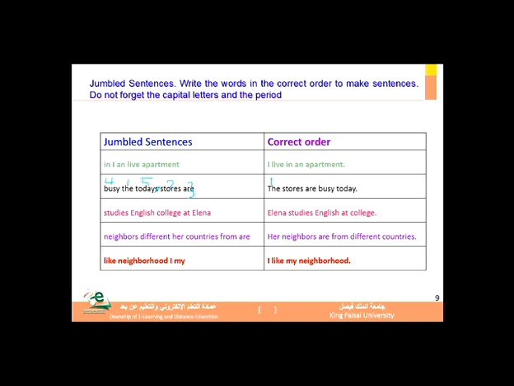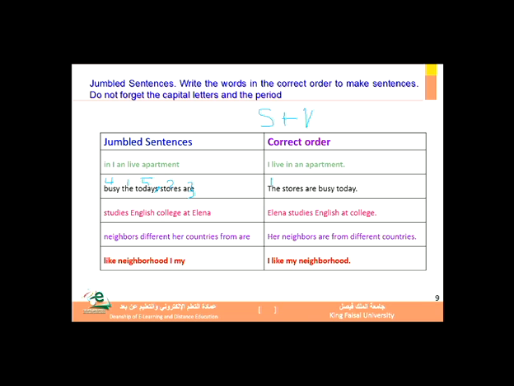One common feature of those sentences is that all of them start with the subject. So the subject has to come first. After the subject, you have to have the verb. So if you look here, I is the subject, the stores is the subject, Elena is the subject, her neighbor is the subject, I is the subject. Then after the subject, you find the verb. We start with the subject first, then we move to the verb.